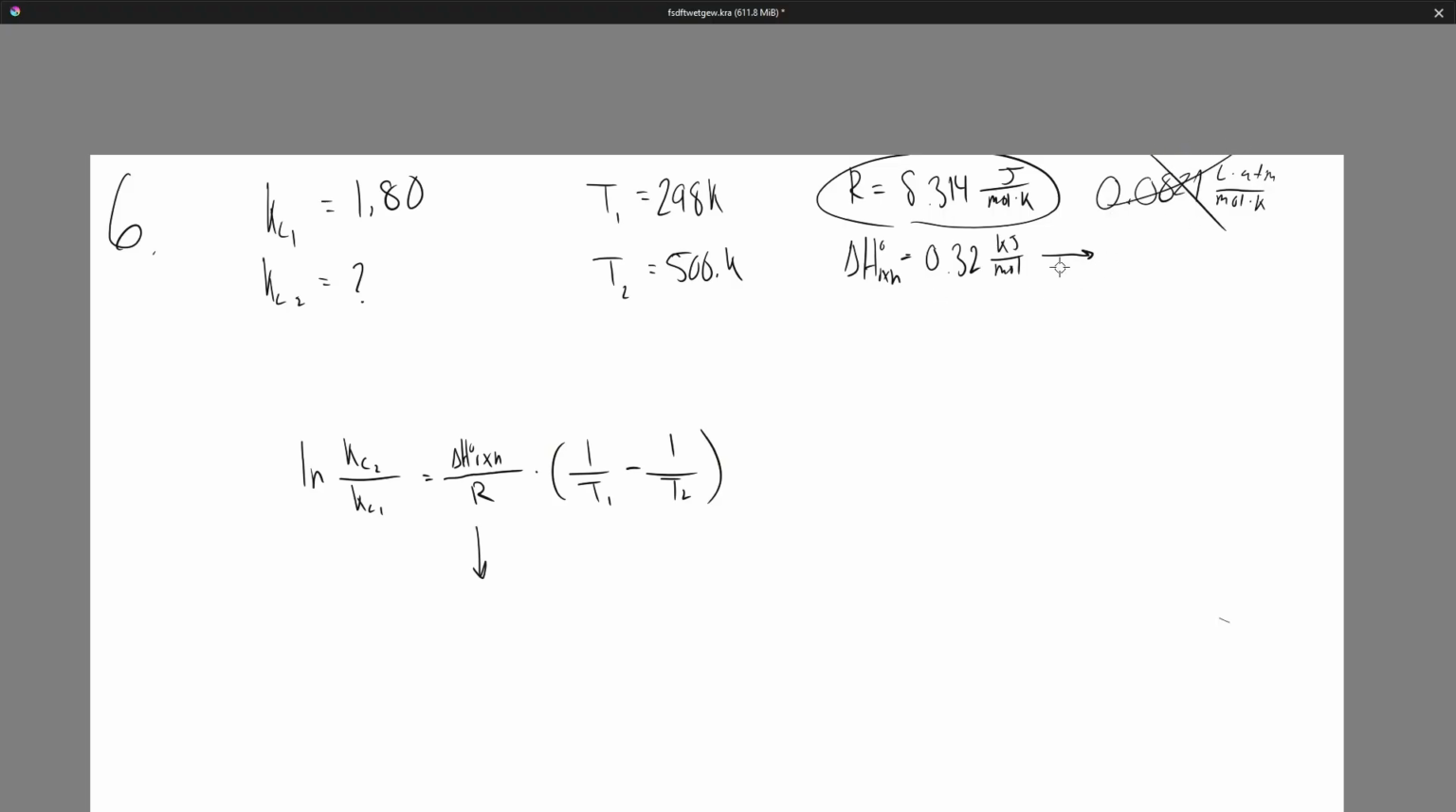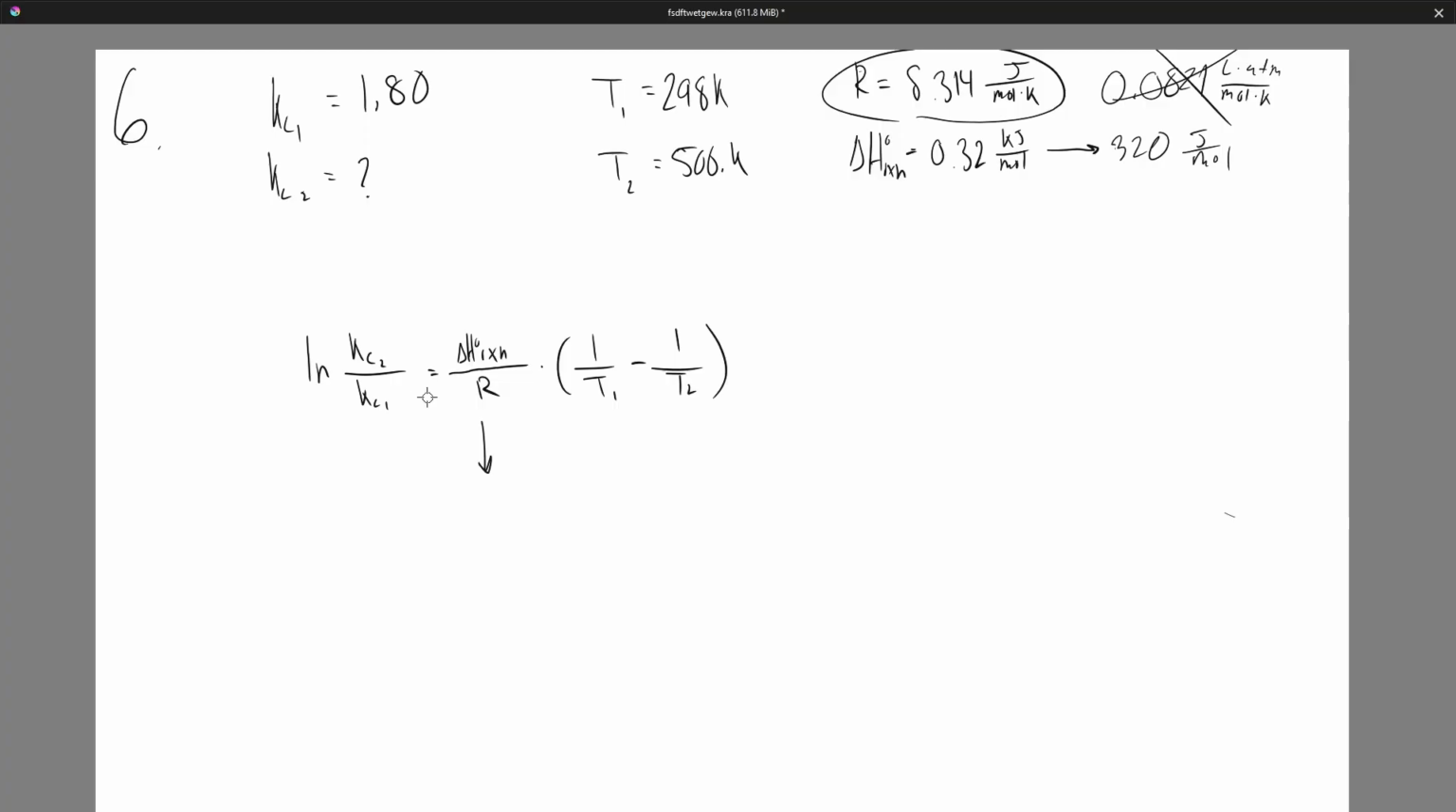So first off, let's convert the enthalpy of reaction into joules because right now it's in kilojoules. We want it in joules, so we just multiply by 1,000 and we get 320 joules per mole. So that'll be our enthalpy of reaction. Our R is already this, like I said. Our T1, this. Our T2 is 500 degrees Kelvin, and we're solving for Kc2, which means we want to rearrange this entire equation to solve for that.